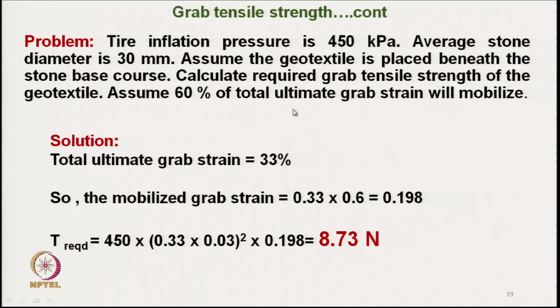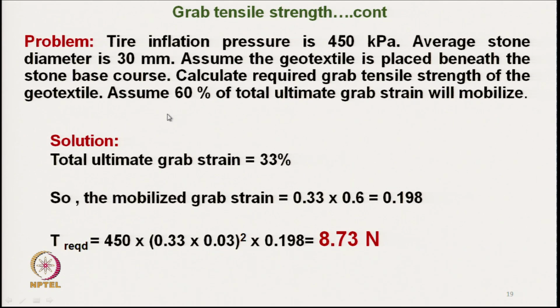So, this is a simple problem. The tire inflation pressure, which is actually the applied pressure, is 450 kilopascal. The average stone diameter is 30 millimeter. Assume the geotextile is placed beneath the stone base course. Calculate the required grab tensile strength of the geotextile. So, we have to calculate the T required grab strength.